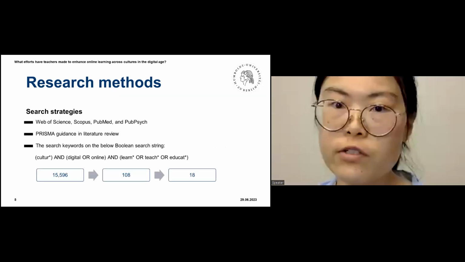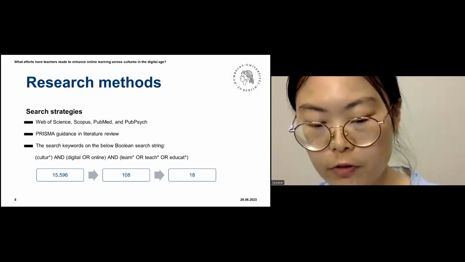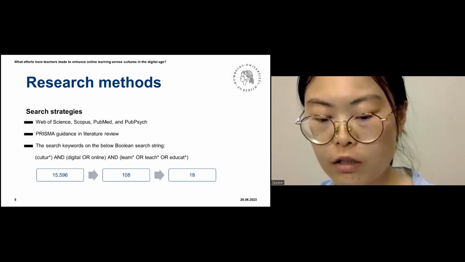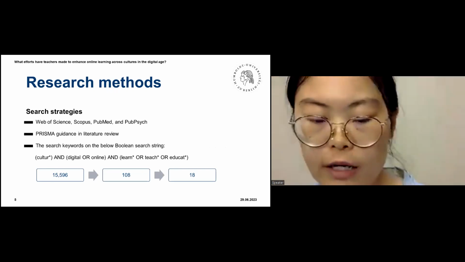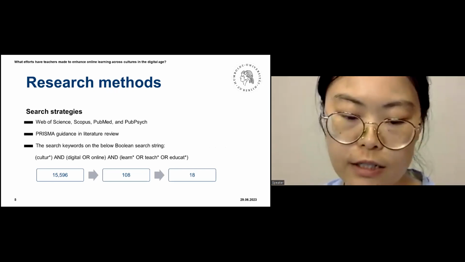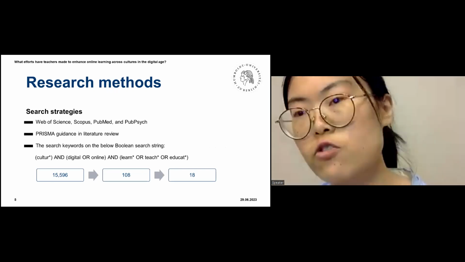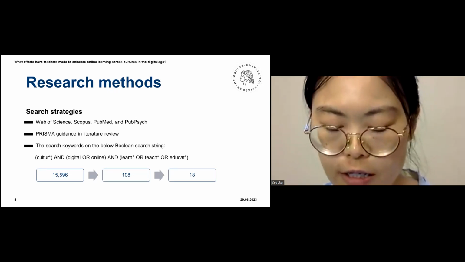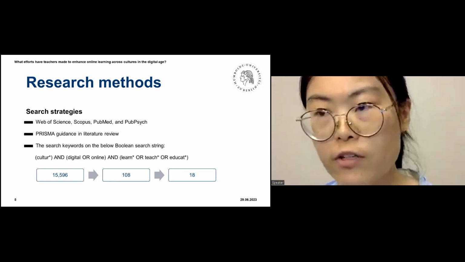For these questions, we did a systematic review following the PRISMA guidelines, a commonly used flow in systematic reviews. Several databases were used, like Web of Science and others, and the search strategy was divided into three parts. First is culture, second is digital or online, and last is learning or teacher.